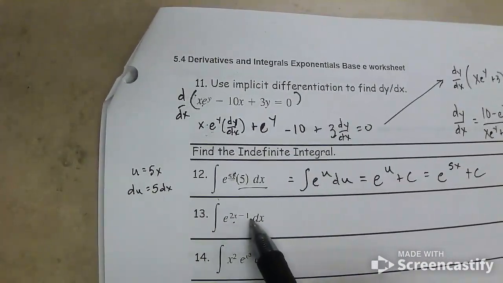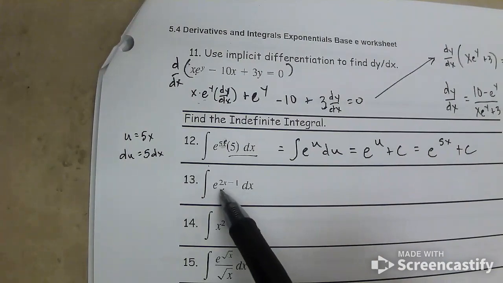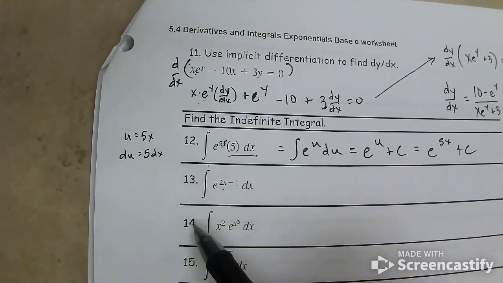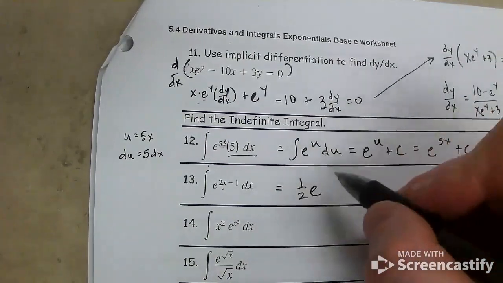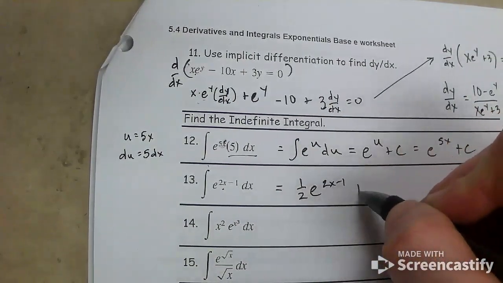This, if we let u equal to 2x minus 1, du is going to be 2 dx, but you got to multiply both sides by 1/2. So inevitably, this is going to be 1/2 e to the u, which was 2x minus 1, plus c.